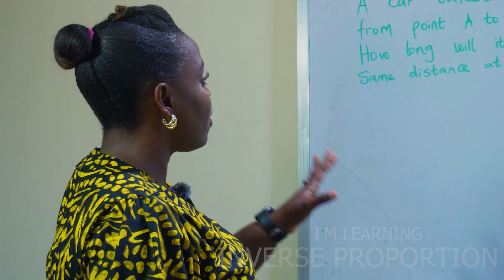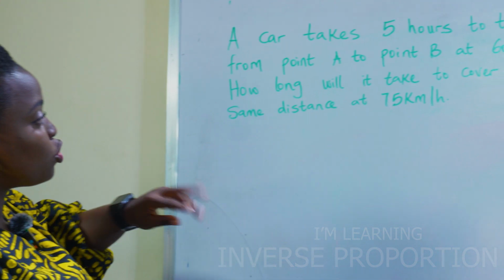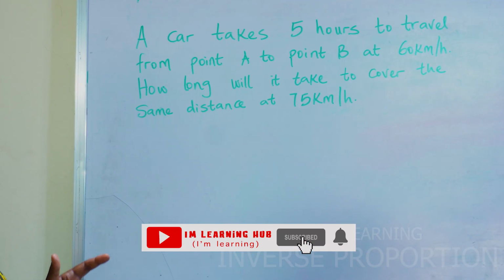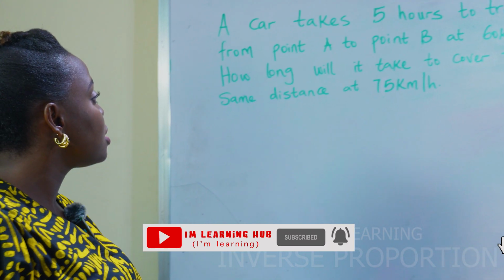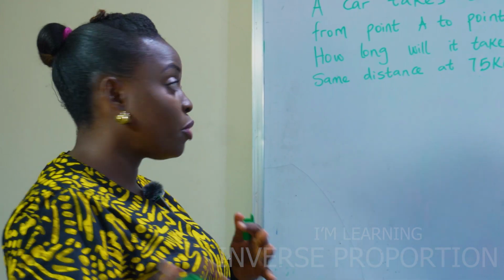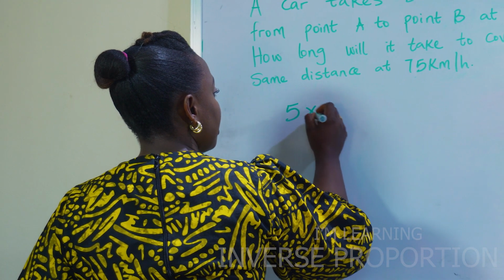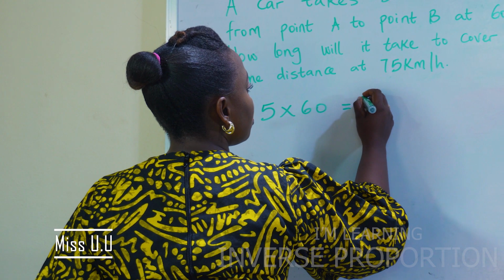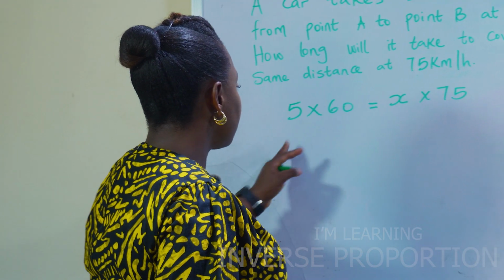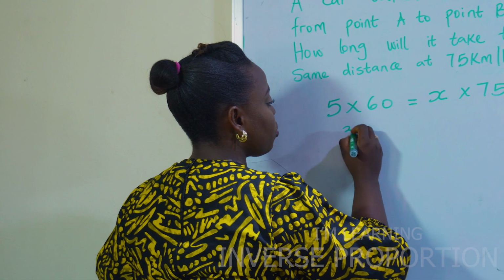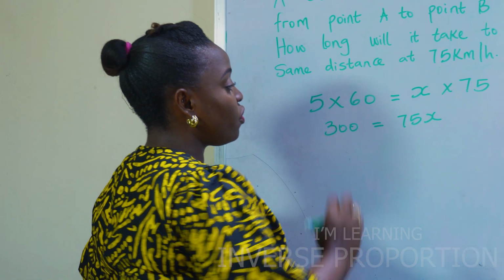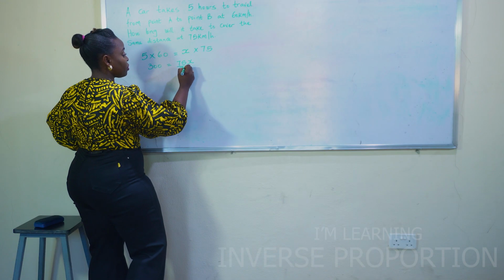A car takes 5 hours to travel from point A to point B at 60 kilometers per hour. Now, how long will it take to cover the same distance traveling at 75 kilometers per hour? Our first formula is that 5 times 60 should be equal to the hours we don't know times 75. So now let's work this out. 5 times 60 is 300, is equal to 75x. Now to find the value of x, we divide both sides by 75.